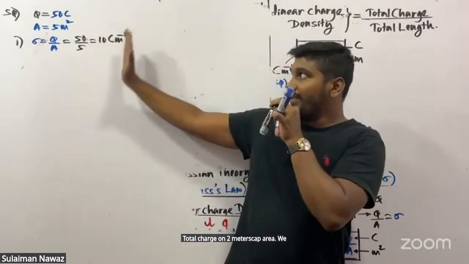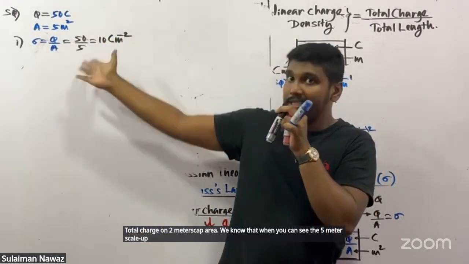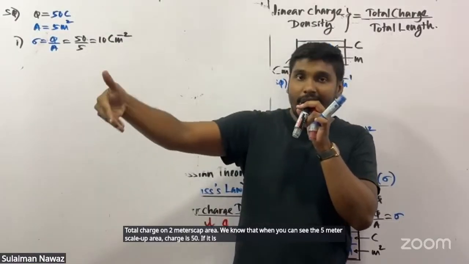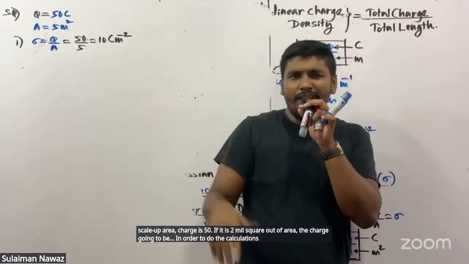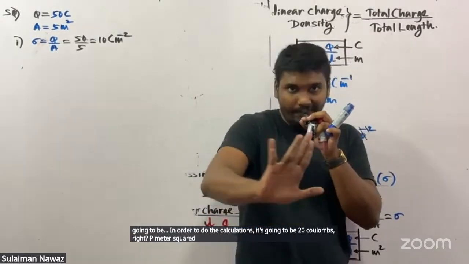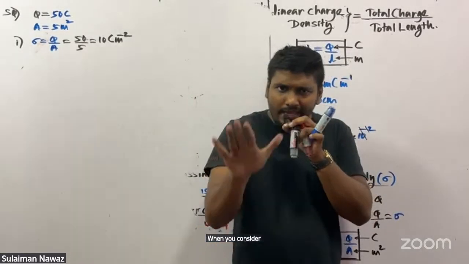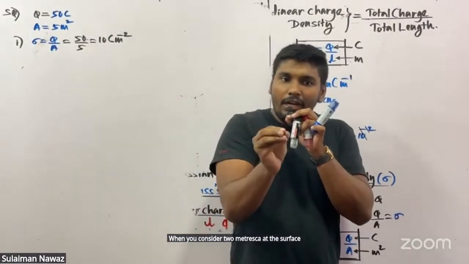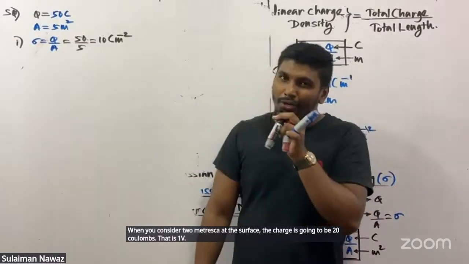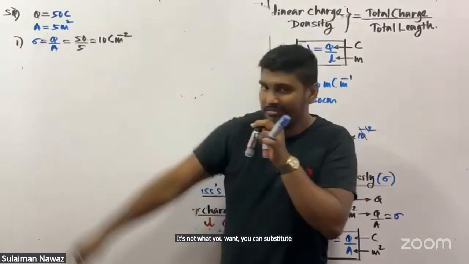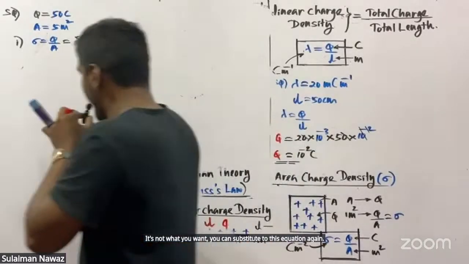We know that when you consider 5 meter squared of area, charge is 50. If it is 2 meter squared of area, no need to do the calculation, it's going to be 20 coulombs, right? That is one way you can directly tell. If not, you can substitute into this equation again.